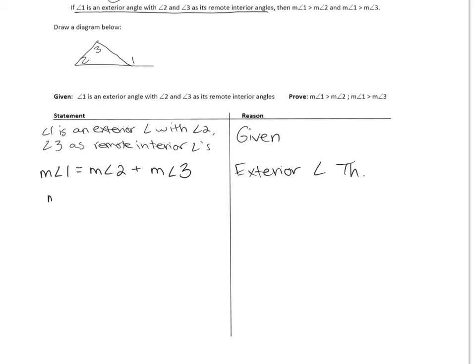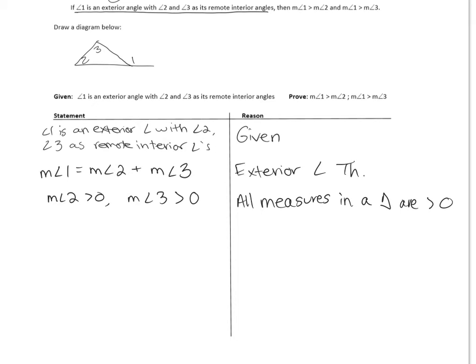Okay, now in a triangle, all of our degrees have to be positive measurements. So I can say that the measure of angle 2 must be greater than 0 and the measure of angle 3 must be greater than 0 because all measures in a triangle are greater than 0, right? That's just basics. We don't have negative angles.